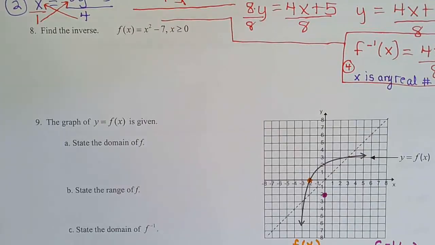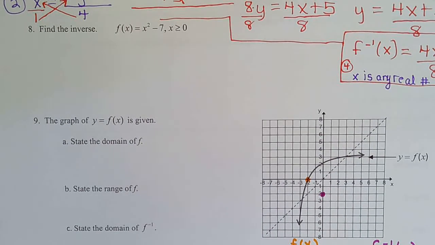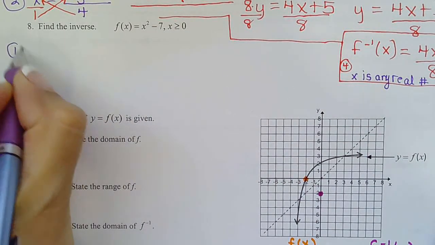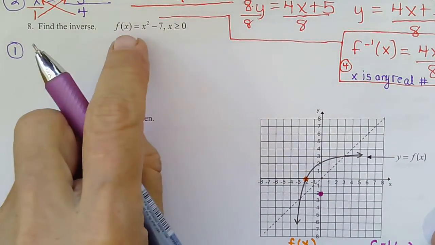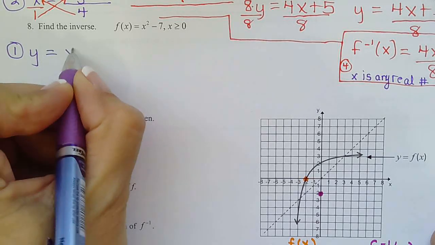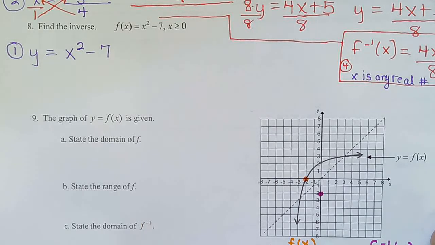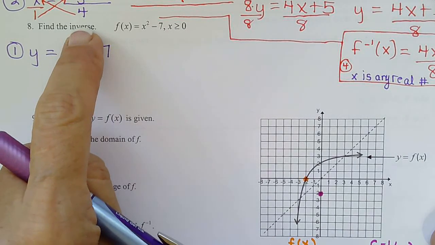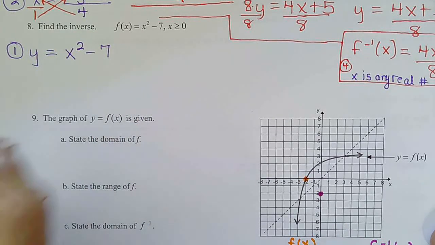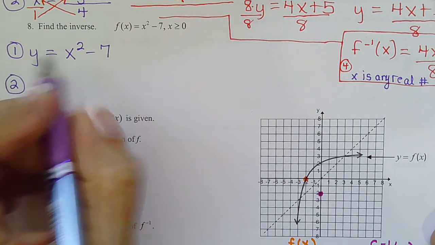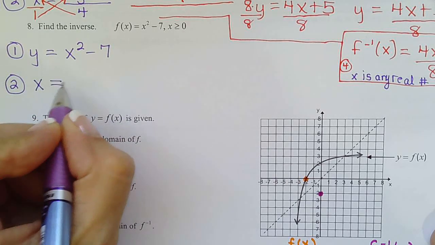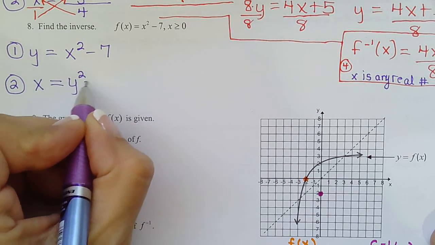Okay, let's go ahead and look at 8. So step 1 is replace the f of x with y. Step 2, we're finding the inverse, and I know the definition of an inverse is interchange x and y. So step 2 is easy to remember because I just look at the directions. So y becomes x, x becomes y.